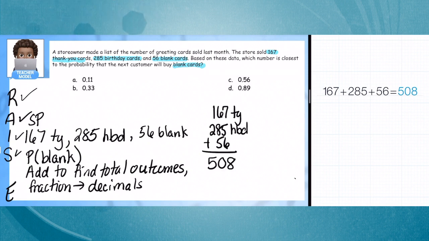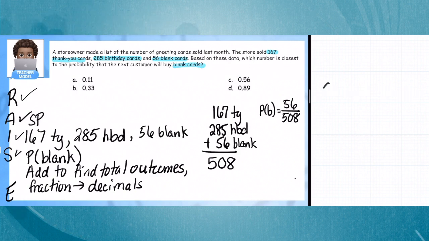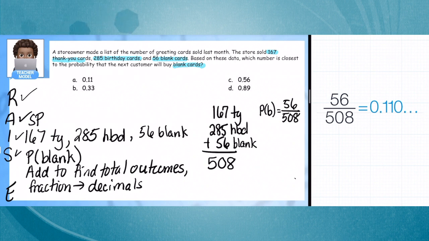508 cards sold. And I know that the probability for blank cards, I'll put B for blank, would be 56 out of 508. I'm not going to simplify this, but I am going to turn it to a decimal using my calculator. So I'm going to do 56 divided by 508. And that is going to give me 0.110. And I'm just going to round that to 0.11.